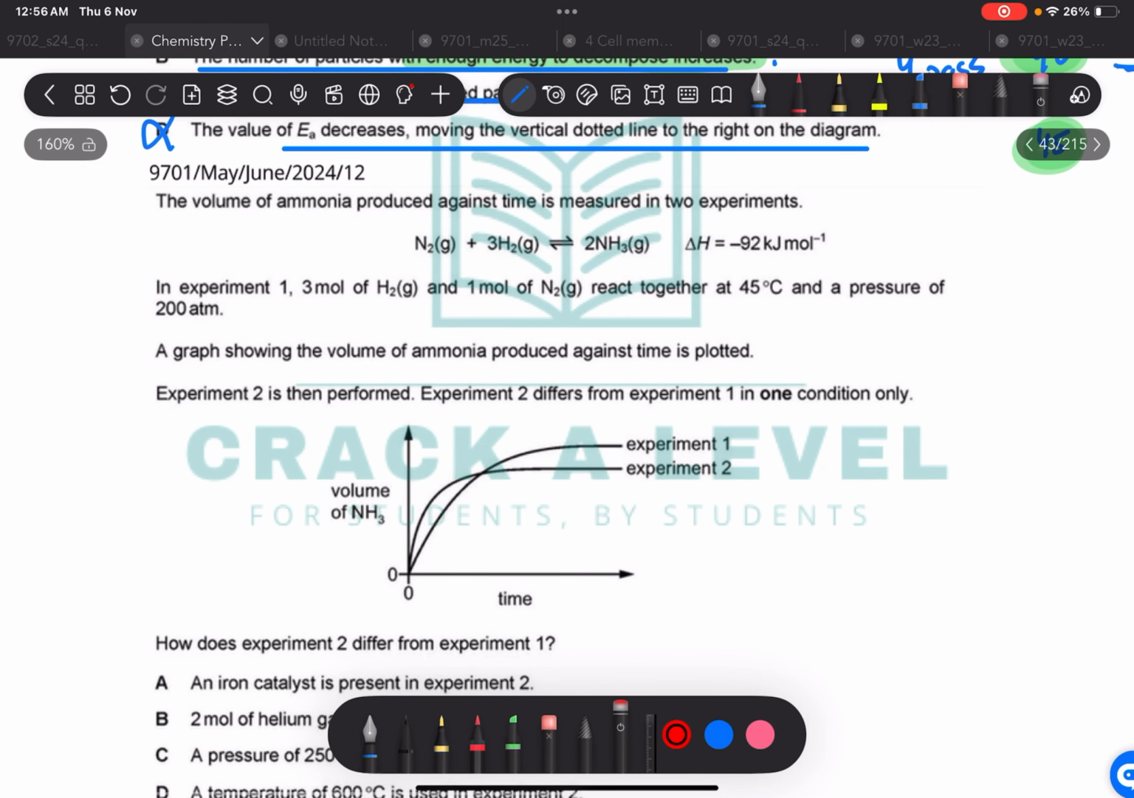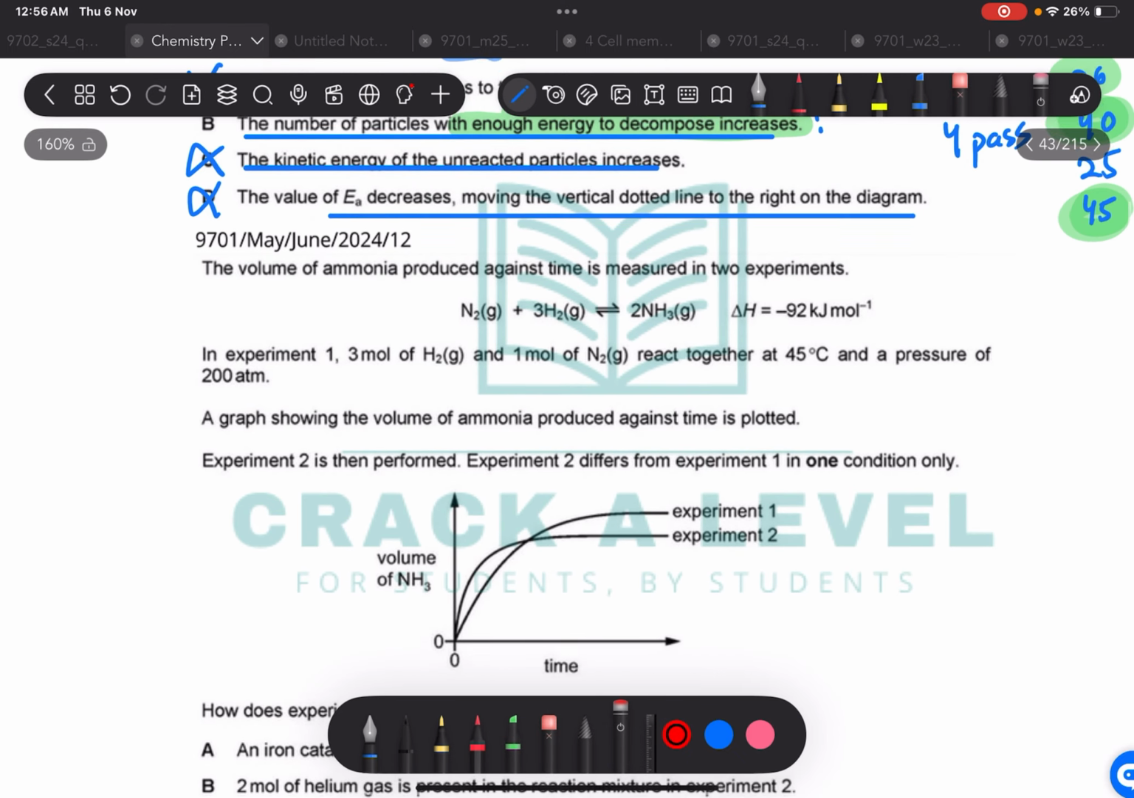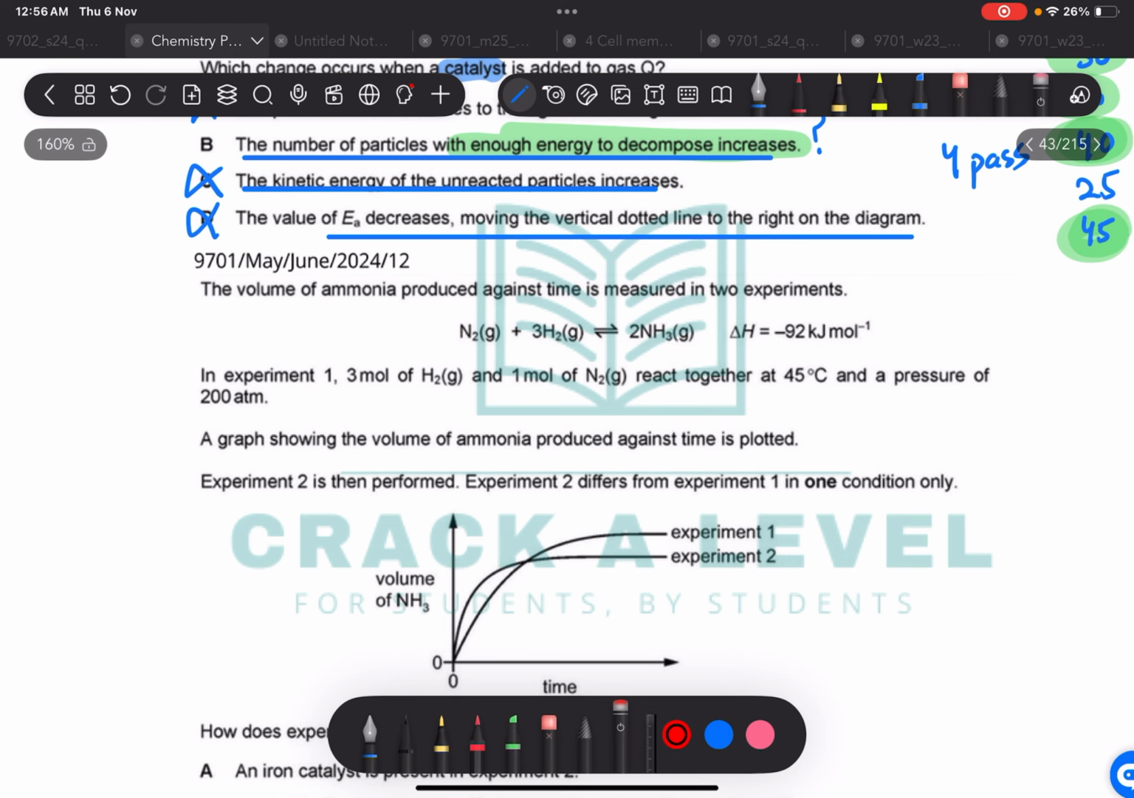Moving on to another very latest past paper question, which says that the volume of ammonia produced against time is measured in 2 experiments. Okay, you should know this is an exothermic experiment. In experiment 1, 3 mole of H2, 1 mole of N2 react together at 45 degrees Celsius in a pressure of 200 atm. The graph showing the volume of ammonia produced against time is plotted. Experiment 2 is then performed. Experiment 2 differs from experiment 1 in one condition only. Okay, so initially we performed experiment 1, and then we performed experiment 2.